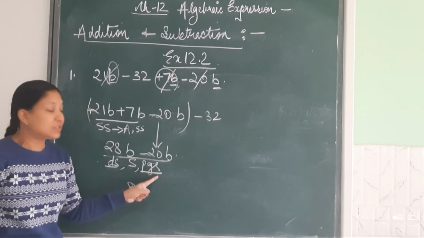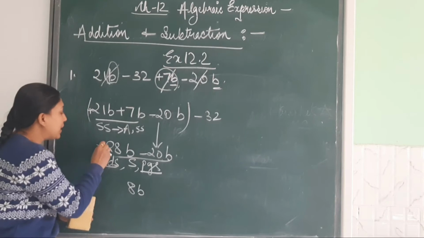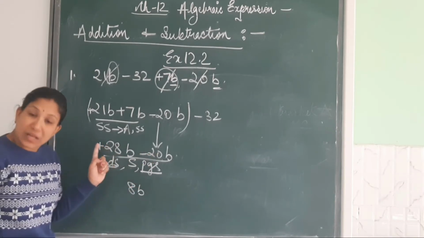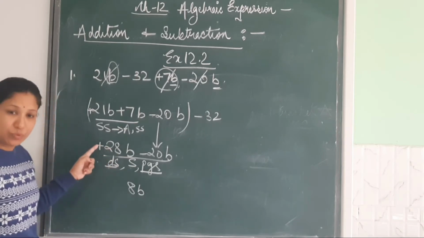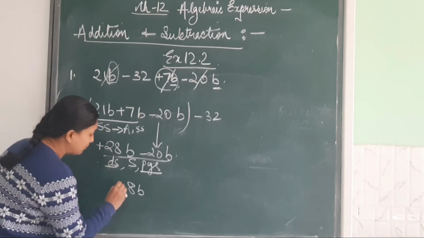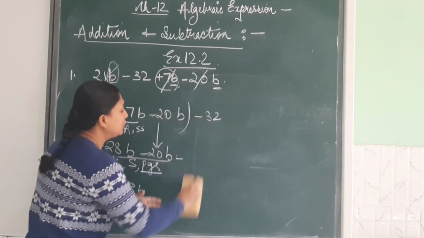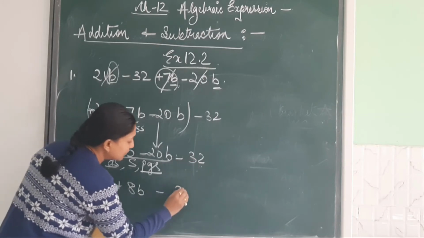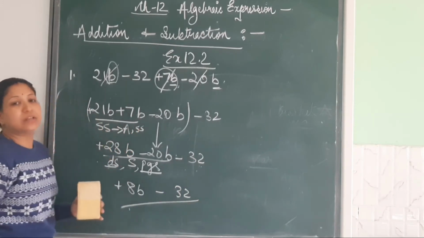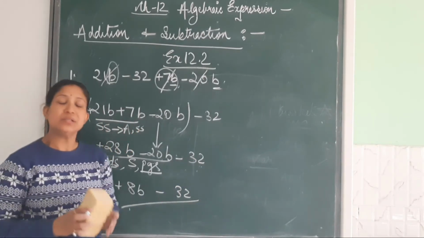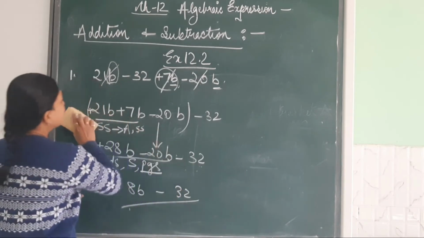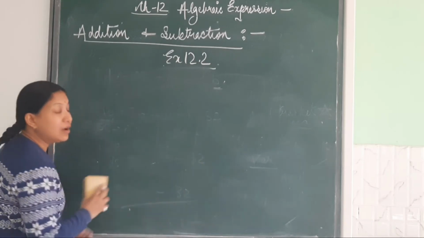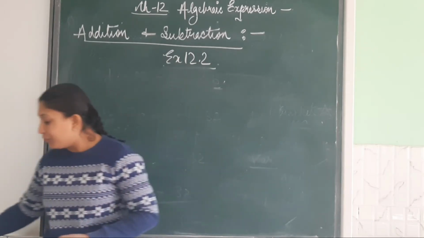Put greater number sign. Which number is greater? Plus 28. Just see which number is greater. 20 or 28? 28 is greater. What sign does 28 have? Positive sign, plus. So this will become plus, and here you have to keep copying down this number. Here also bring this number down. So you get the answer as 8b minus 32. Isn't it easy? It is so easy, children. We are not using any formula, only a common sense of checking the variable.